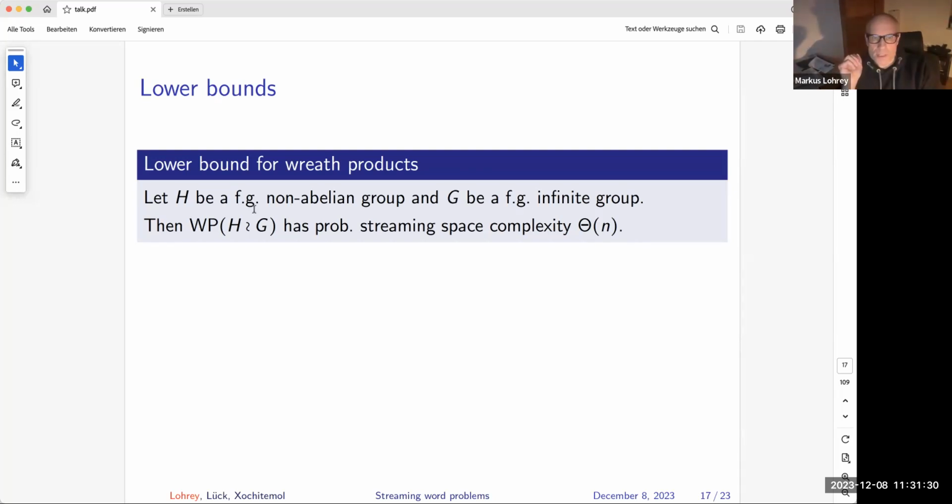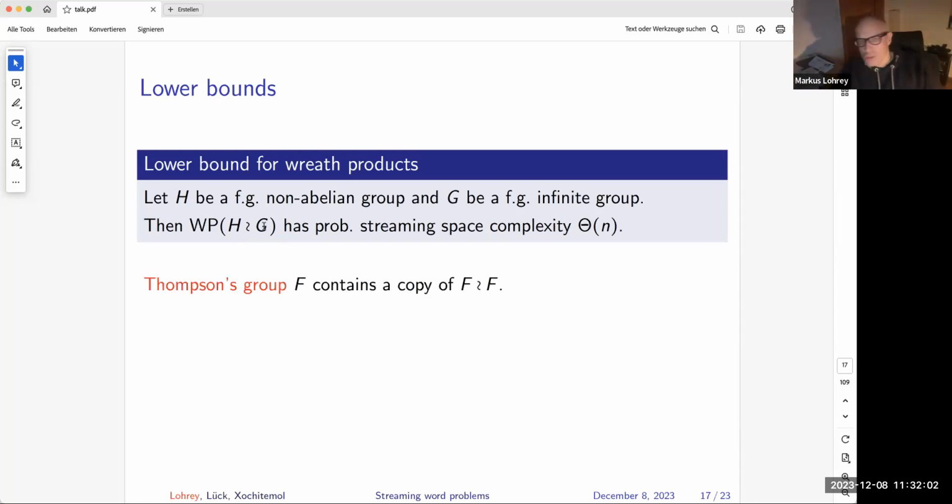This result is interesting because, as I said before, it's important that H is non-abelian. If H is abelian, then we have the upper bound from before, which says that the probabilistic streaming space complexity is only larger by an additive log n term than that of G. So for graph products, we pretty much know what happens.